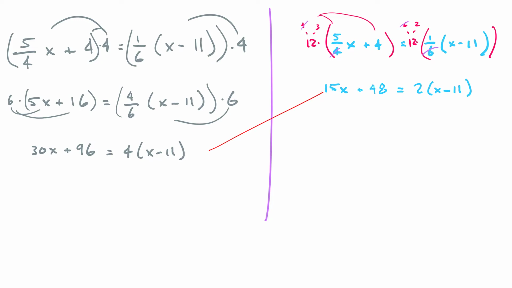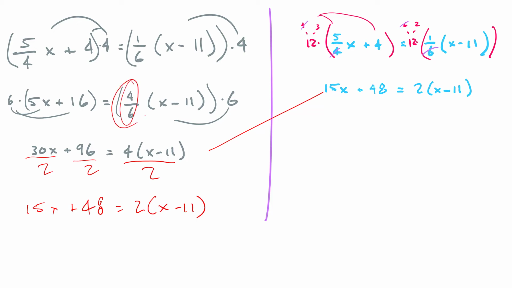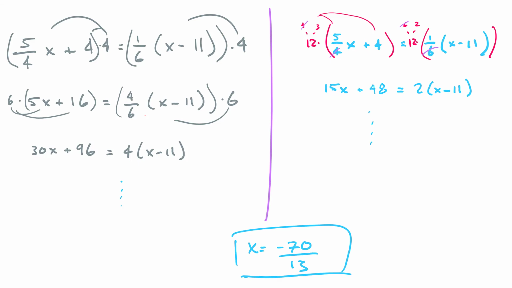Now, you might be looking at these and saying, well, hold on, Mark, those are different equations. Not really. If you divide this whole thing by 2, then you get 15x plus 48 is equal to 2 times x minus 11. So they're the same. One of them was just unreduced because I decided not to reduce that to 2/3 for some reason. If you want to solve this one, go ahead. You should end up with negative 70/13, which isn't the most attractive answer ever, but there you go.